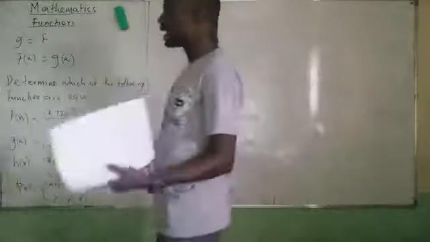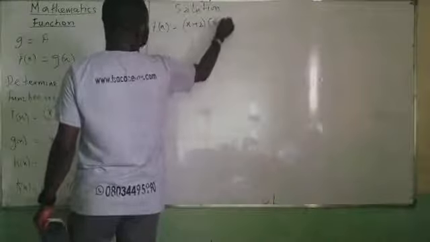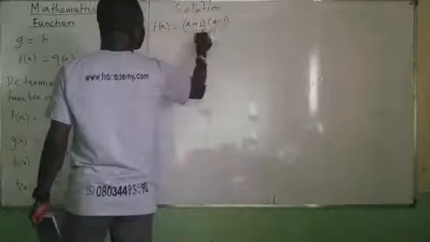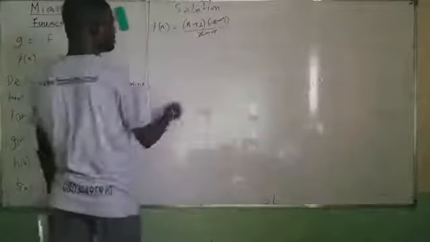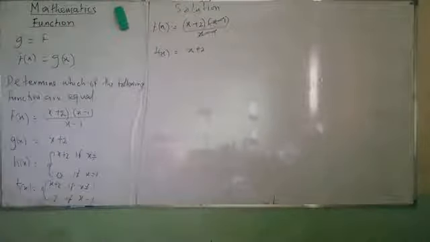Now, I can write that my f of x could be equal to (x plus 2)(x minus 1) divided by x minus 1. Now, this we cancel without doubt. My f of x can be equal to what? x plus 2.